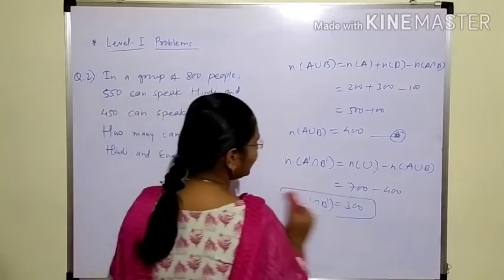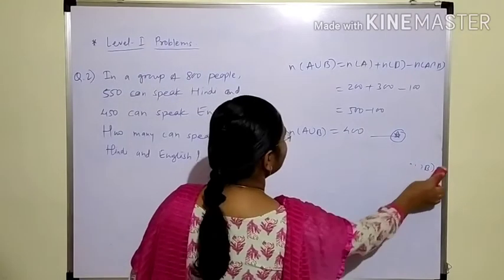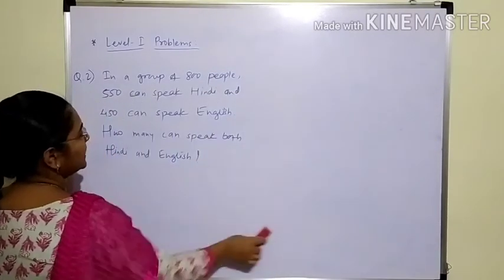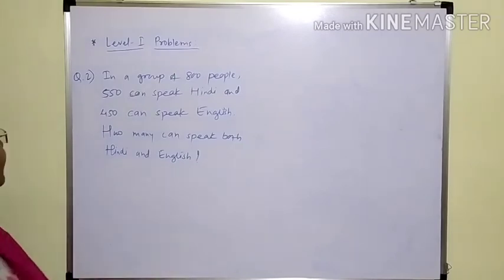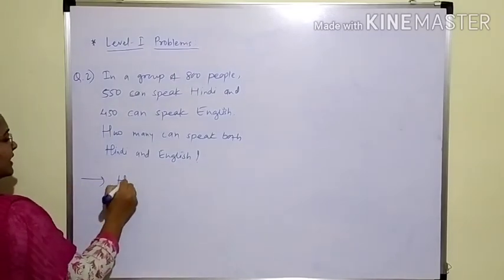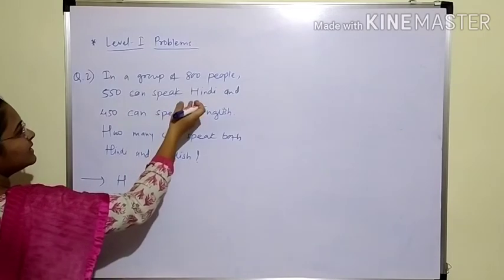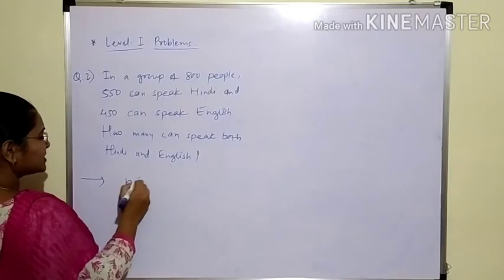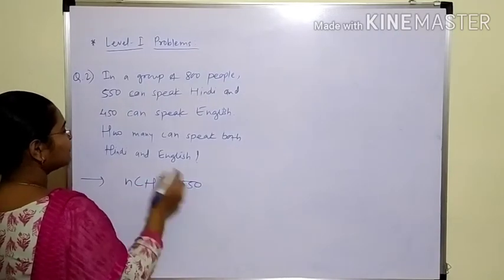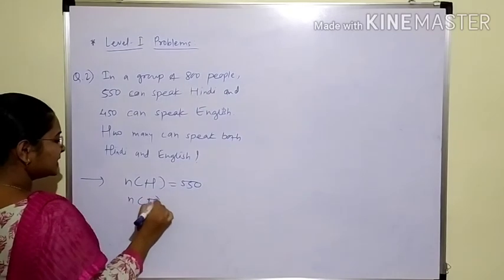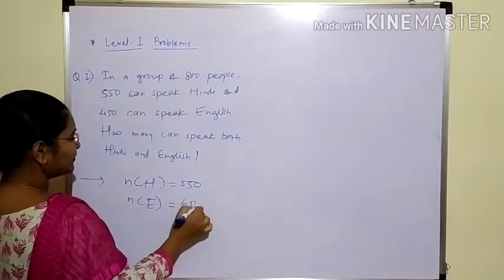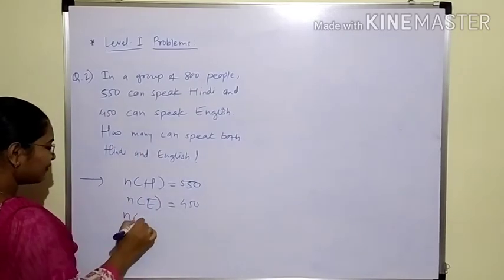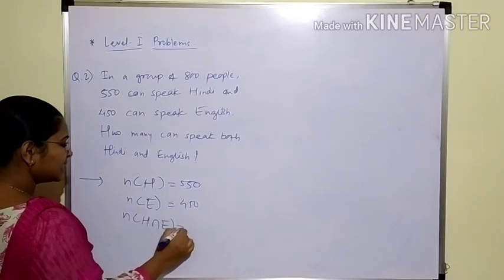We have, in a group of 800 people, 550 can speak Hindi and 450 can speak English. Now students, we will denote the number of people that can speak Hindi by H. So n(H) is 550. For English we will denote E, so the number of elements in E is equal to 450. Now what they have asked: how many can speak both Hindi and English? So we have to find the number of elements in H intersection E.